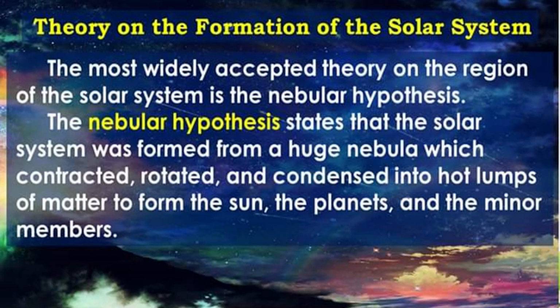Theory on the formation of the solar system. The most widely accepted theory on the origin of the solar system is the nebular hypothesis. The nebular hypothesis states that the solar system was formed from a huge nebula which contracted, rotated, and condensed into hot lumps of matter to form the Sun, the planets, and the minor members.